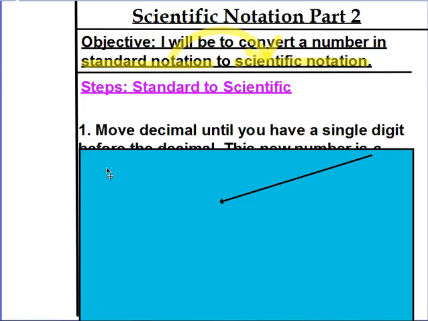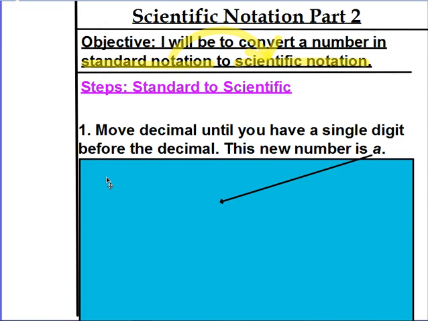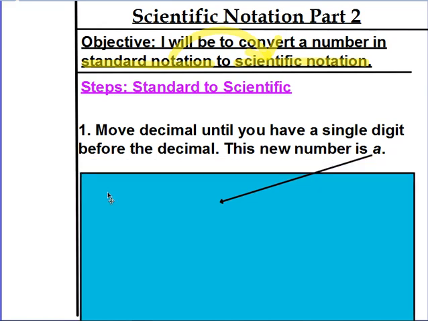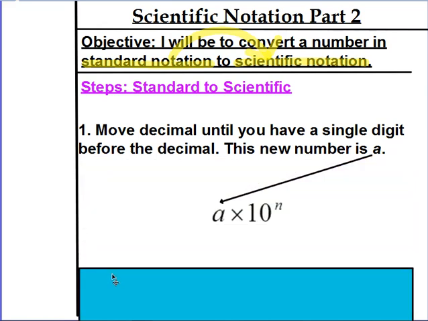It says, step 1, we're going to move our decimal until we have a single digit before the decimal. This new number is going to be A, and I showed you this yesterday. This is the way we write scientific notation. It's always a number A times 10 to a power. So the first step, I'm going to show you how we get this number that's before the multiplication symbol. How do we get that letter A? Let me just give you an example as we go along.